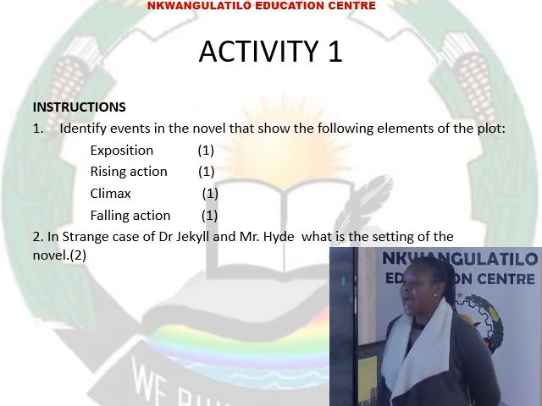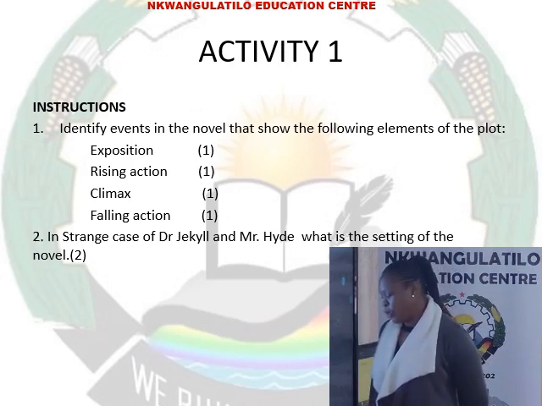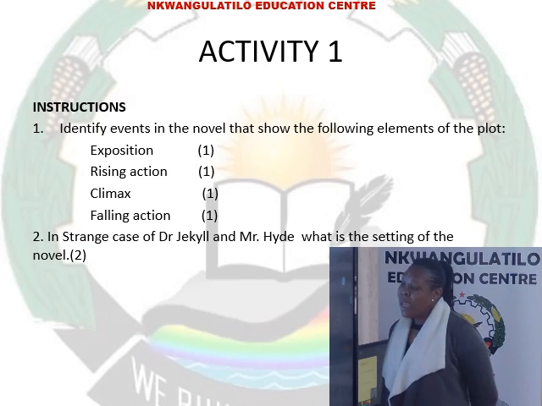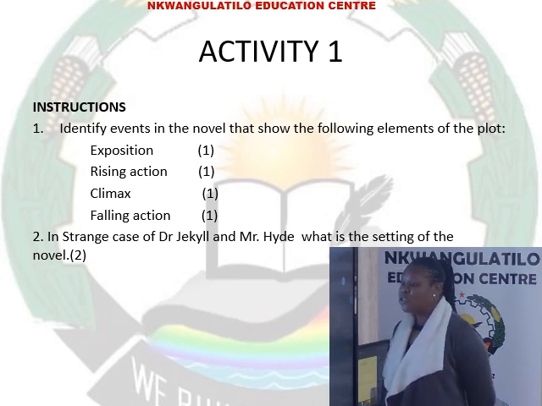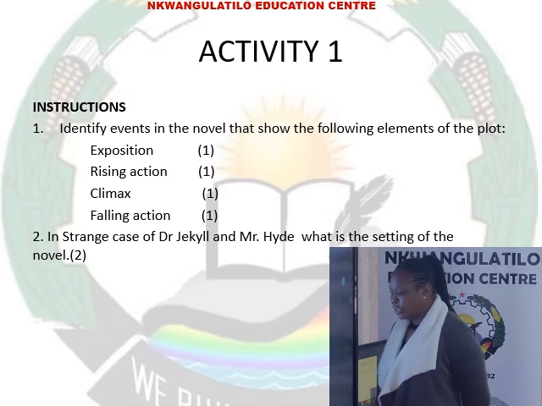Right. Now, what we are going to do is have an activity where we are going to identify events in the novel that show the following elements of the plot. Where is the exposition, the rising action, climax, and falling action? Now, I'll give you an example of what the exposition is. The exposition, we are just basically talking about what makes us exposed to this novel.